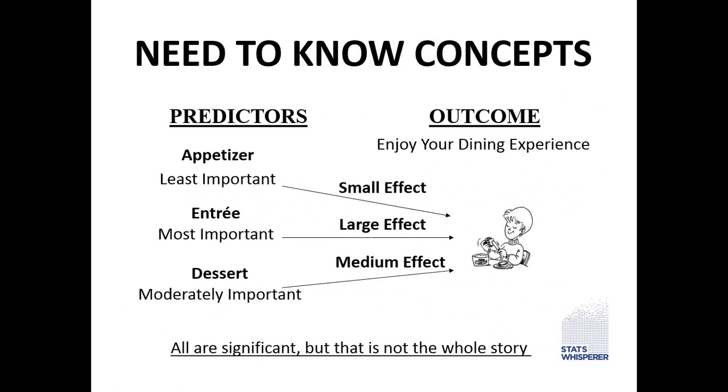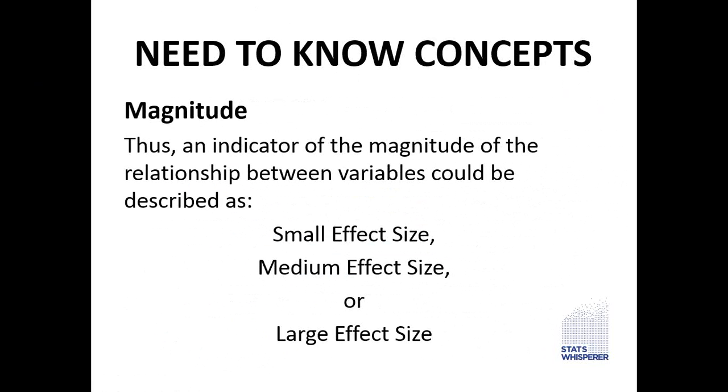So all of them might be significant in explaining how much you enjoy your dining experience, but in terms of effect, one might be so much more powerful than the other, it might make the others not matter at all. Like I said, that's a big part of the story. So an indicator of magnitude could be described as a small effect size, a medium effect size, or a large effect size.